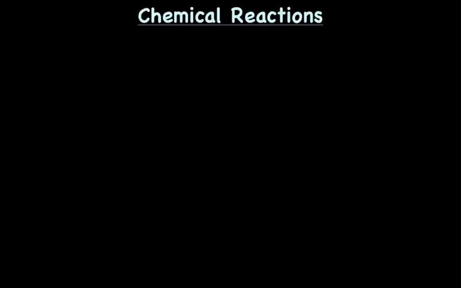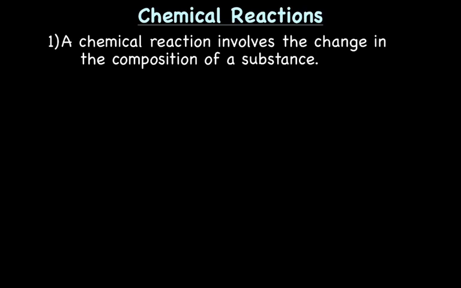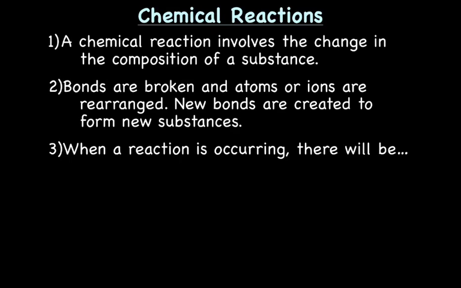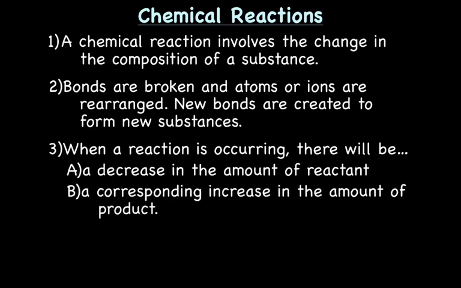So let's start with a really quick review on chemical reactions. A chemical reaction involves the change in composition or makeup of a substance. So what happens is that with the reactants, the thing you're starting with, bonds are broken and the atoms or ions are rearranged. On the product side now, you make new bonds to create new substances. And when a reaction is occurring, there will be a decrease in the amount of reactant and a corresponding increase in the amount of product.